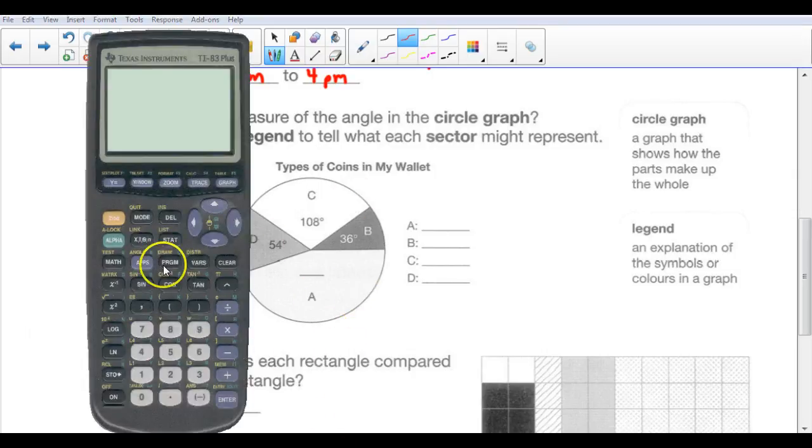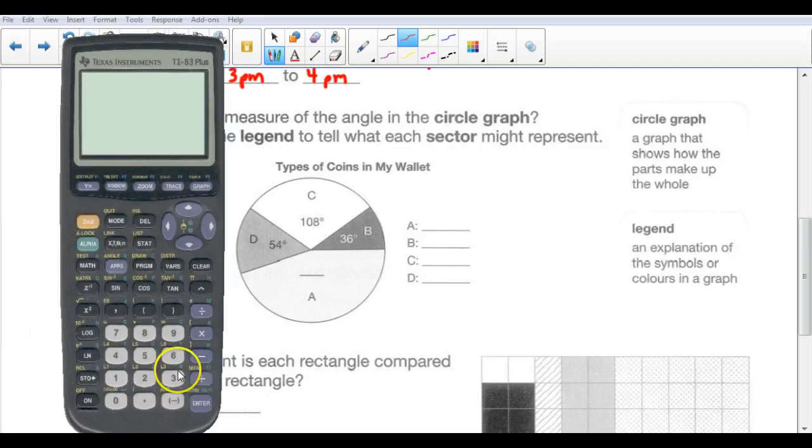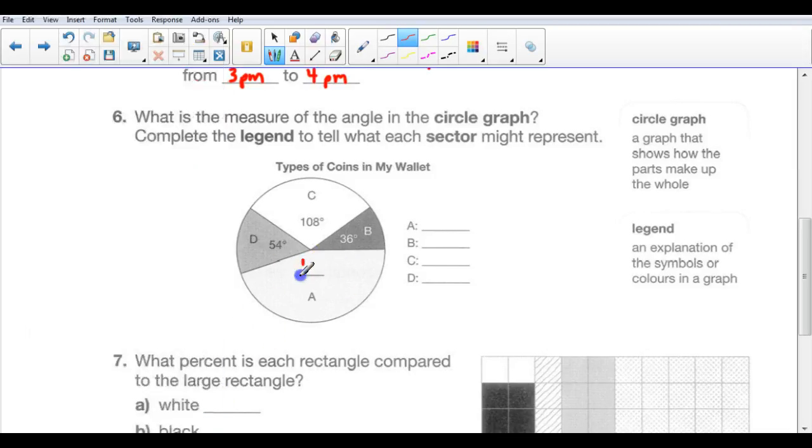So if we were to take our calculator and we were to take 360 degrees and subtract these known angles in here, we'll get the measure of the angle for the unknown one. Minus 36, and it looks like that unknown angle is 162 degrees. Okay? Complete the legend to tell what each sector might represent.